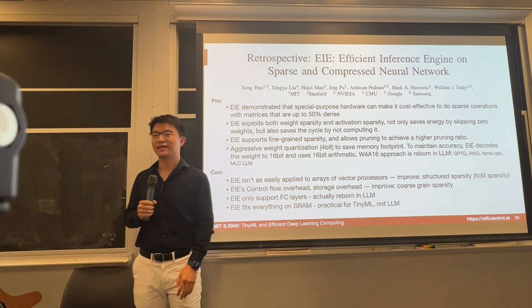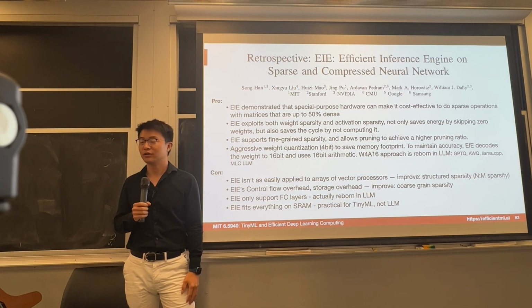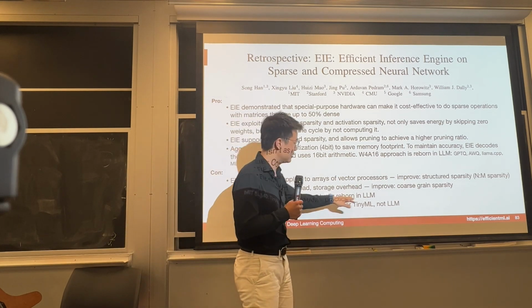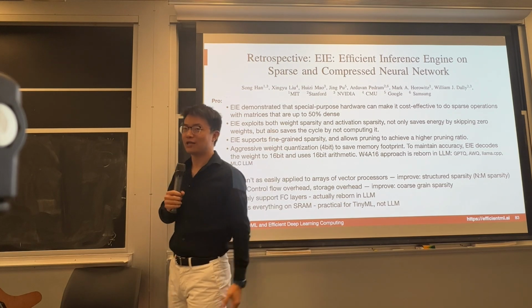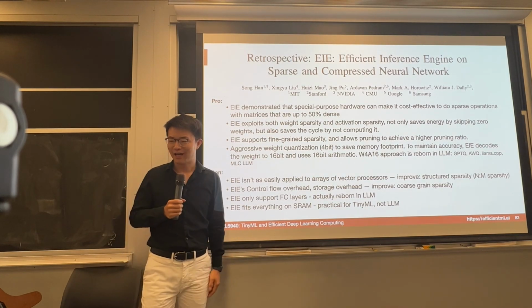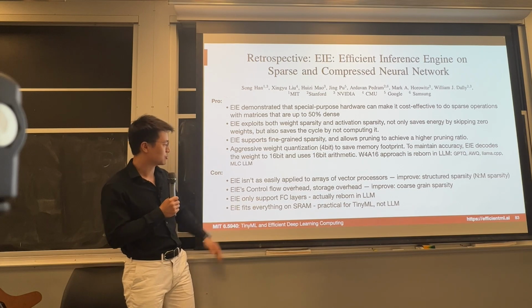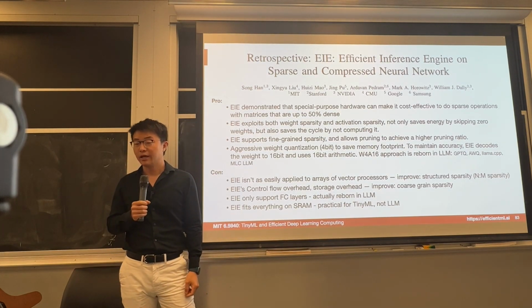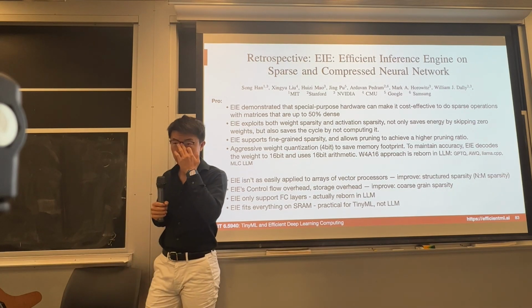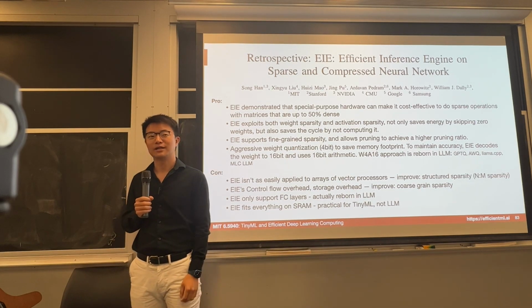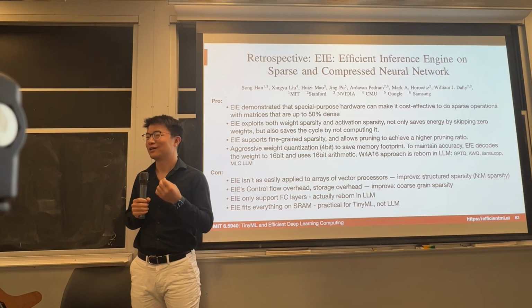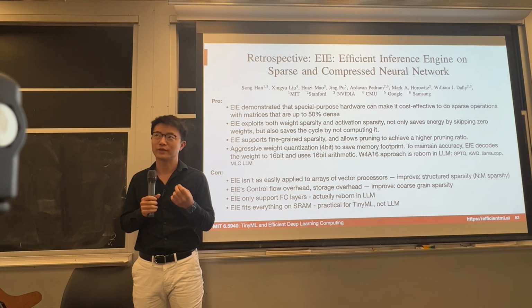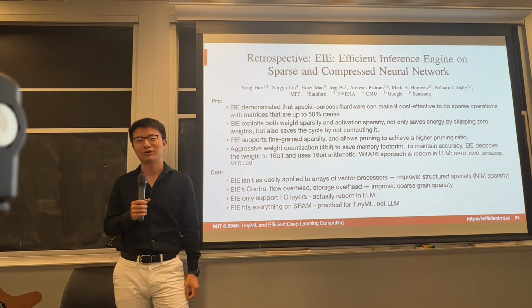EIE only supports FC layers. At that time, it didn't support convolution layers. But interestingly, from last year, with the big explosion of large language models, they are all FC layers. So this is not necessarily a con. Fitting everything in SRAM is the assumption for EIE. Actually, TPU was designed to have 28 megabytes of SRAM. Why is that? Because the weight has 28 million parameters, and that's int8, so that's exactly 28 megabytes.